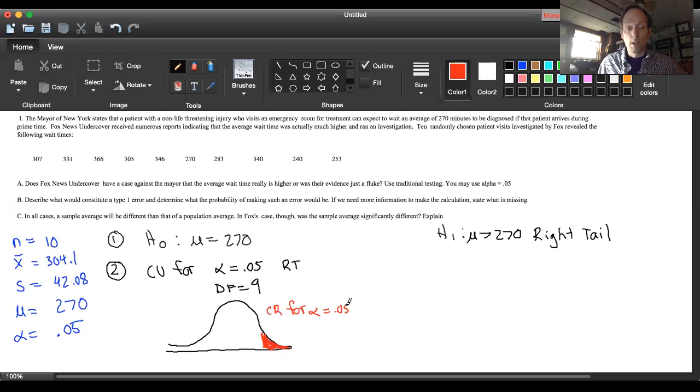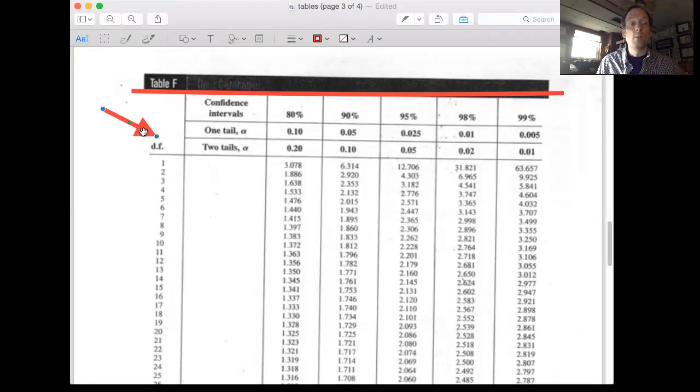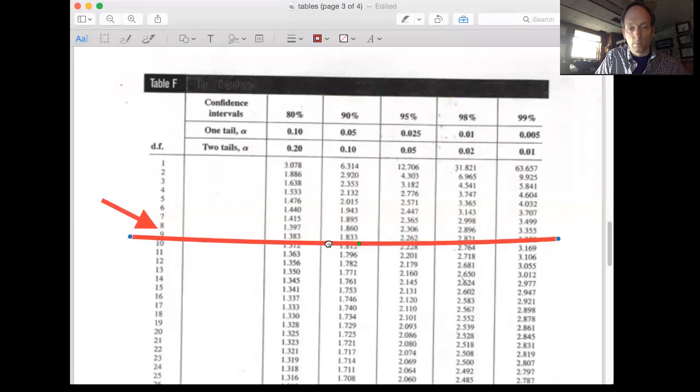Now, to get the actual critical value, I'm going to have to consult my t-tables. So I'm going to write down here critical value equals. Now I'm going to hop over to my t-tables. The first thing I'm going to do is take my degrees of freedom column, drop down to where I've got 9 degrees of freedom, and put a big underline here. Now I've got my degrees of freedom identified for my row for 9.